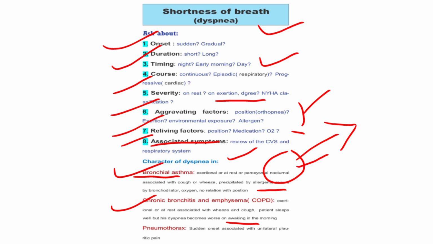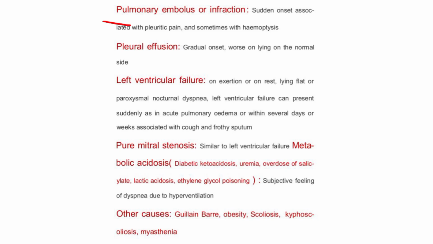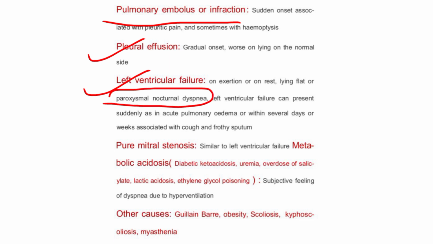Next characteristics of dyspnea are in pneumothorax. In case of pneumothorax, patients suffer with dyspnea, with sudden onset associated with unilateral pleuritic pain. Pulmonary embolism or infarction, the patient also complains of dyspnea. Pleural effusion: gradual onset, worse on lying on the normal side. Left ventricular failure: at rest or during exertion, when lying flat, or paroxysmal nocturnal dyspnea, meaning at rest.